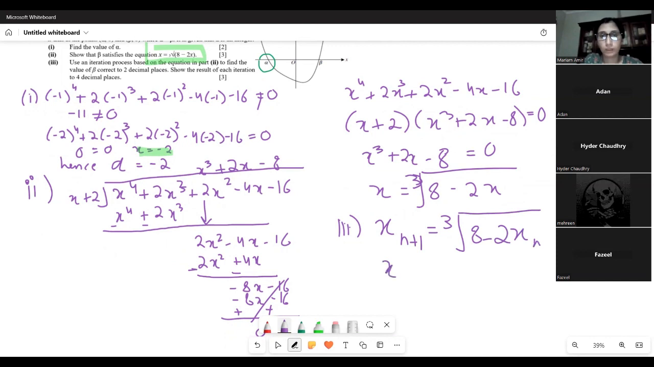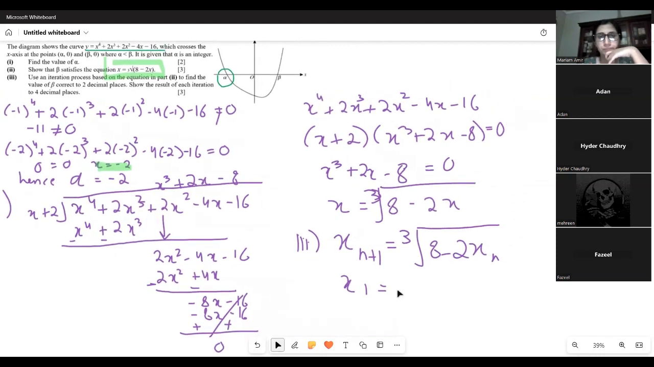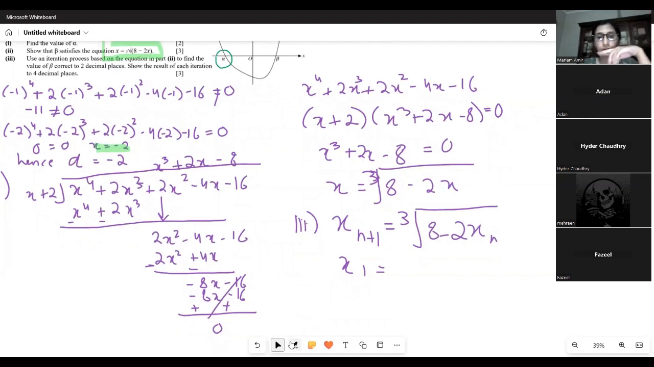So x1, the initial value is not given to you. What to take? Initial value, you can take 1, you can take 0, in fact you can take 2 as well. Whether you take a value before or after the original value of beta, it doesn't make any difference, it converges to the value. So I'm going to take 1. So x1 is equals to 1.